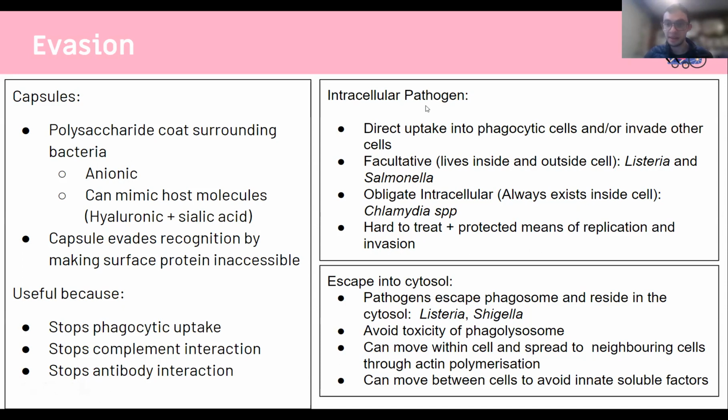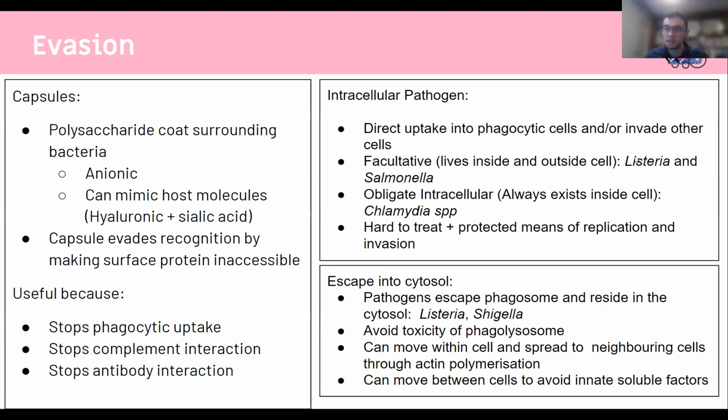There are also intracellular pathogens, which actually do get taken up into phagocytic cells, and they can also, as a side, invade other cells. Some are facultative. They live inside and outside cells. So Listeria and Salmonella can both live inside and outside a cell, whereas others always have to exist inside a cell. These are hard to treat and are protected means of replication and invasion. Listeria, a bit more high yield.